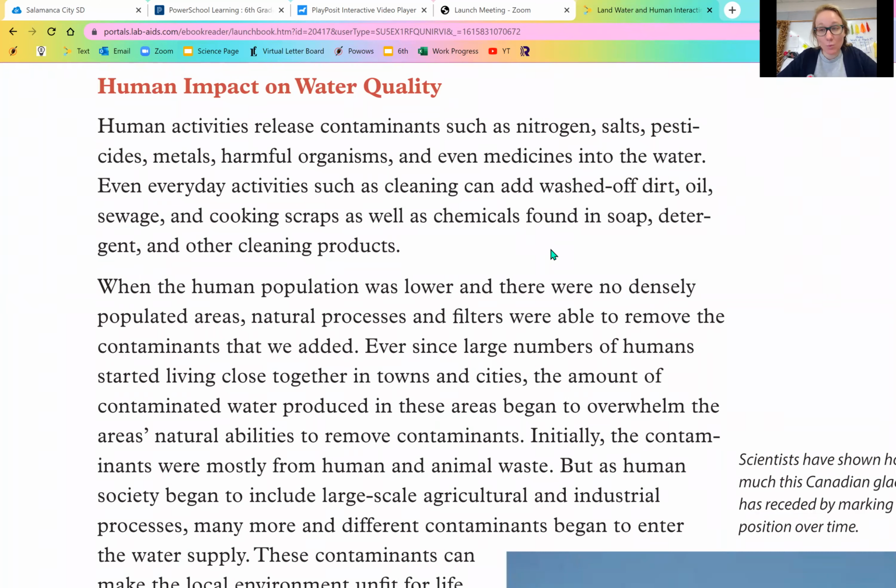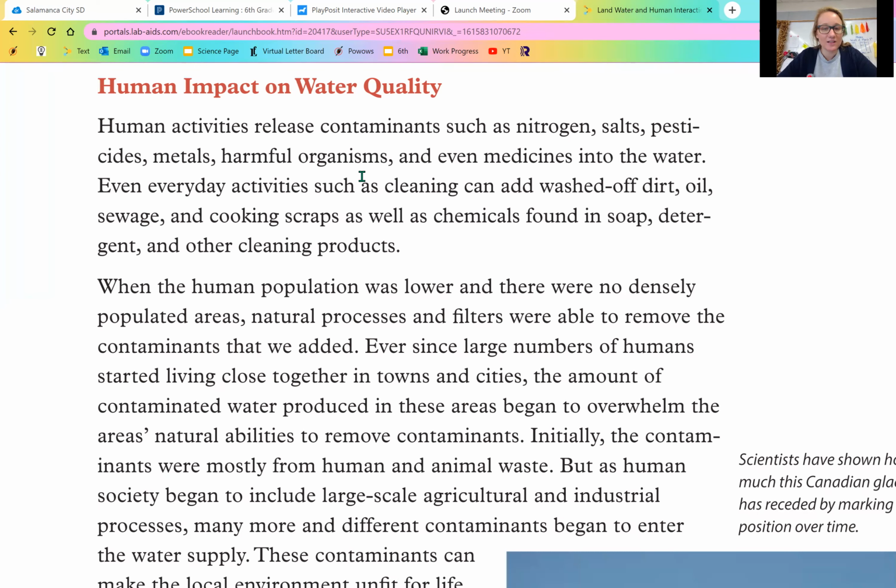Alrighty, human impact on water quality. Human activities release contaminants such as nitrogen, salts, pesticides, metals, harmful organisms, and even medicines into the water. So those are all examples of specific types of litter and pollution that we always talk about. These are specific things we would find, such as litter. Besides people dropping garbage, these are some additional examples.